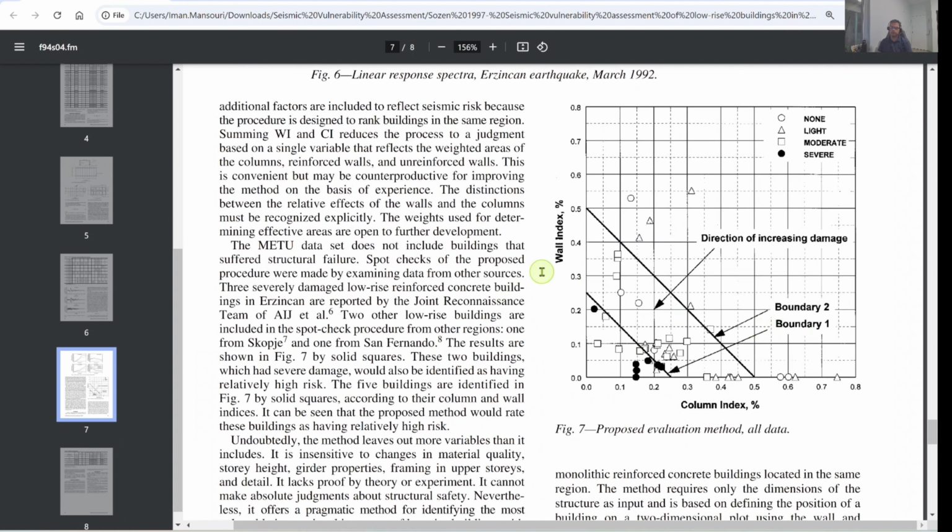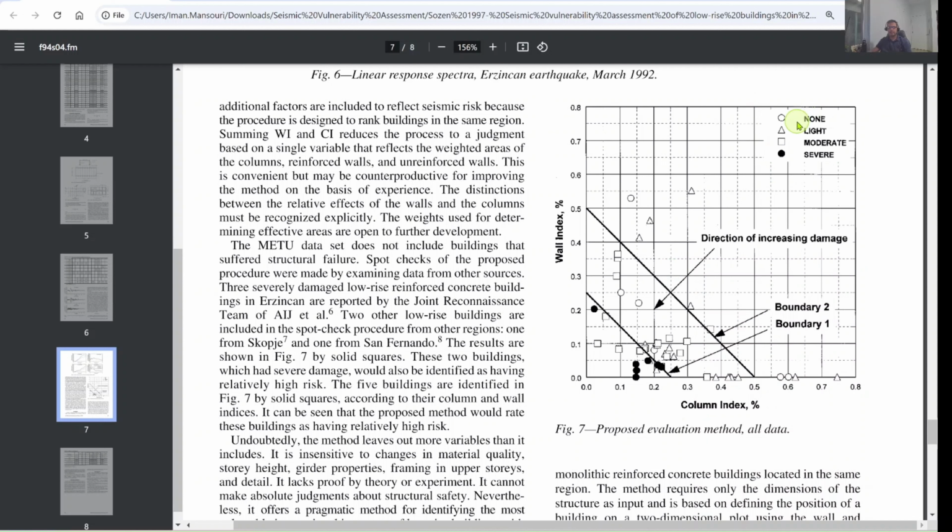The method basically focuses on two key parameters, the wall index and the column index. Once you have them, you can determine their intersection and find the corresponding point on the plot. And each point here represents a building, and the damage it sustained is categorized into 4 levels.